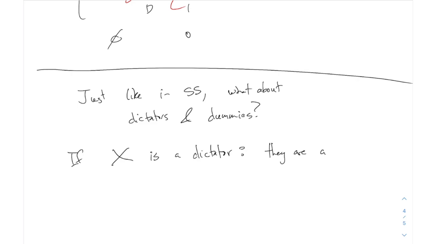So if X is a dictator, they are always critical. Right? A dictator always meets the quota just by themselves, and if you were to take them away, it would no longer meet the quota, because that's what it means to be a dictator, right? So if X is a dictator, they are always critical. So, and I'll say, any dummy is never critical, right?